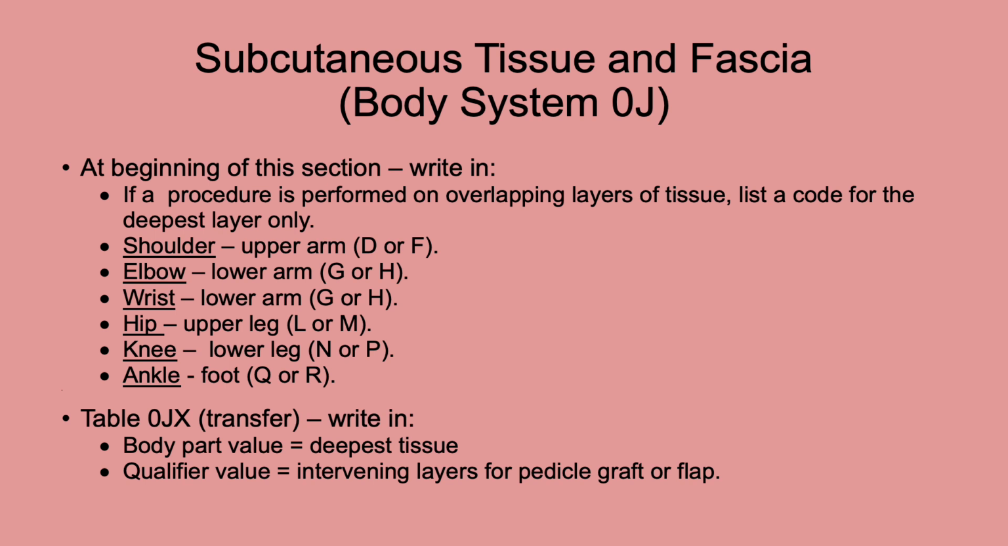So let's look at subcutaneous tissue and fascia, 0J. At the beginning of the section, we're going to write those in again. Procedures performed on overlapping tissues, list a code for deepest layer, and we're also going to write in the definitions of shoulder, elbow, wrist, hip, knee, ankle. Okay. So on table 0JX, transfer, write in body part value, deepest tissue, qualifier value, intervening layers for pedicle graft or flap. So write that in so that you remember it, because that's also something that's fairly confusing.